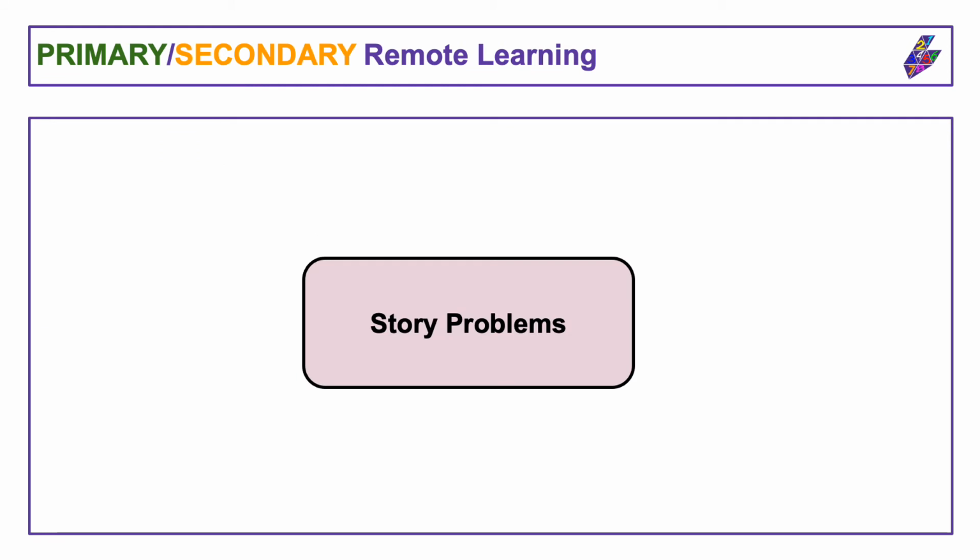So the final type of remote learning activity that we wanted to share was the use of story problems. We used these with really great effect during the last lockdown with pupils in P4 and P5 doing work related to fractions. The improvements that we saw were really positive, so we know that this can have a good impact in a remote learning environment as well as in the classroom.